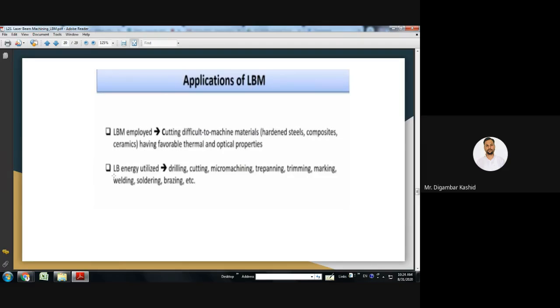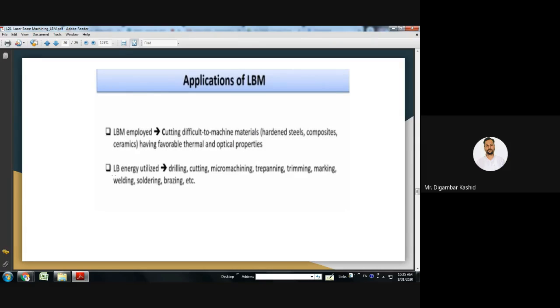Now let us discuss the applications of this laser beam machining. There are different applications of this laser beam machining process. It is utilized for cutting materials which are difficult to machine, like hardened steel, composites, ceramics, having favorable thermal and optical properties.